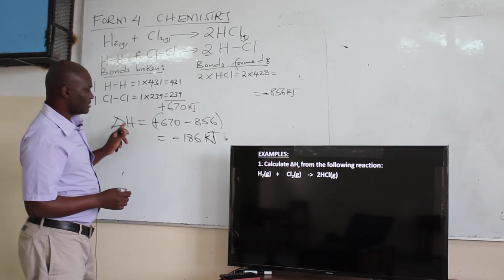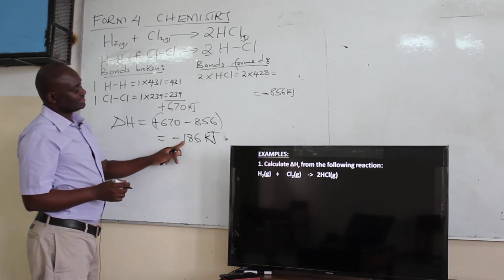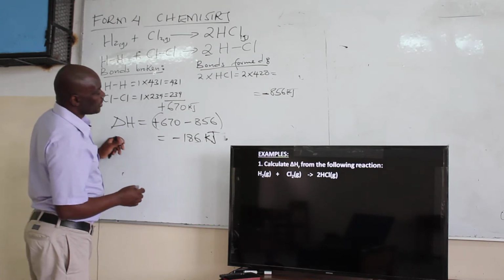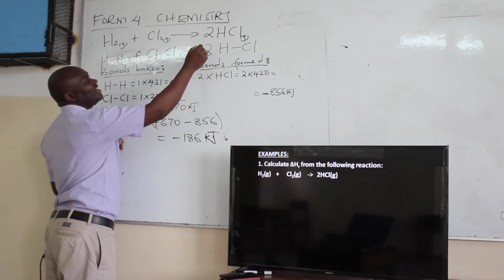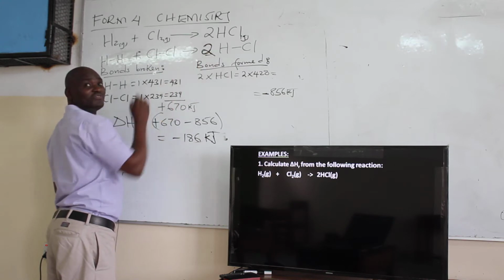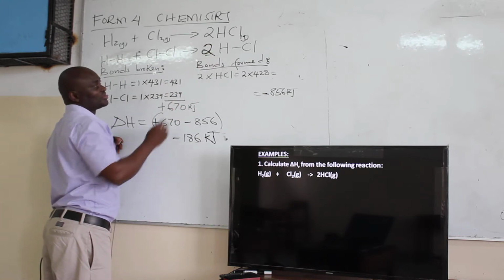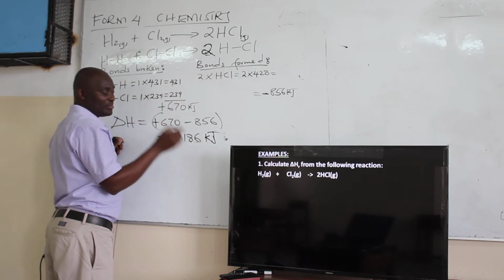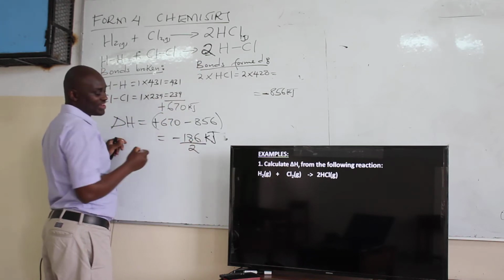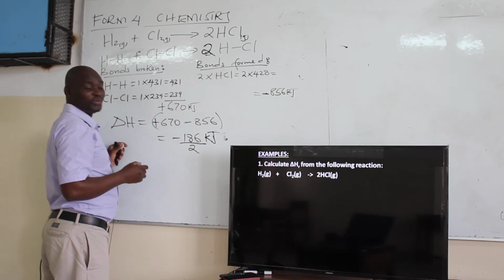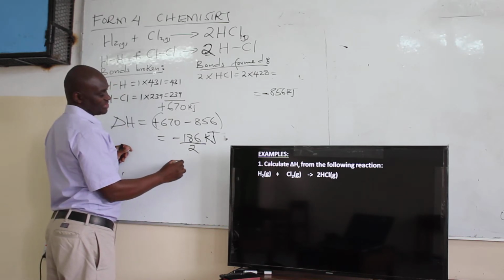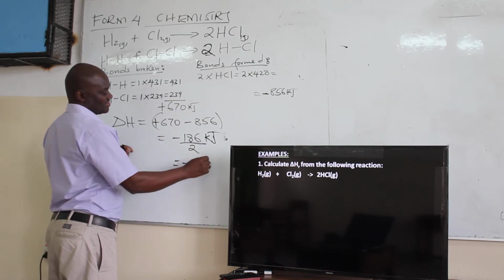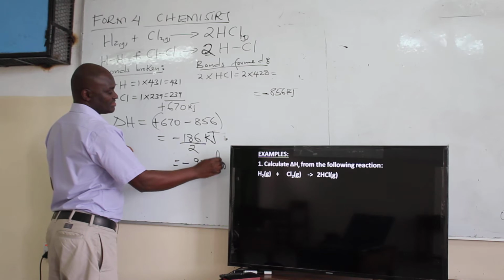Yes, so delta H is negative 186. If it is negative 186, that is for 2 moles. So if 2 moles is 186, therefore 1 mole will be 186 divided by 2, which will be 93. This one will be negative 93 kilojoules per mole.